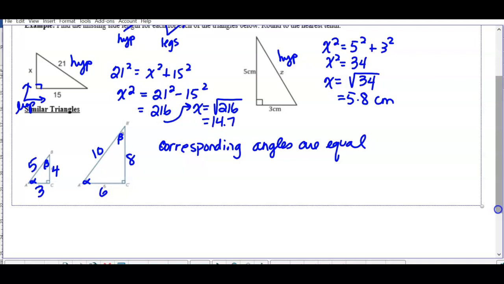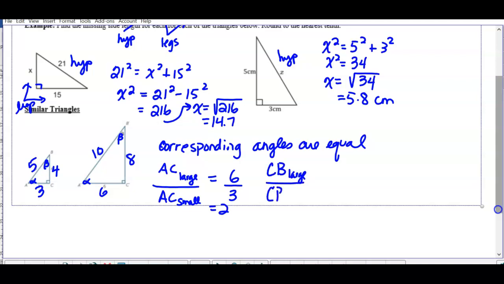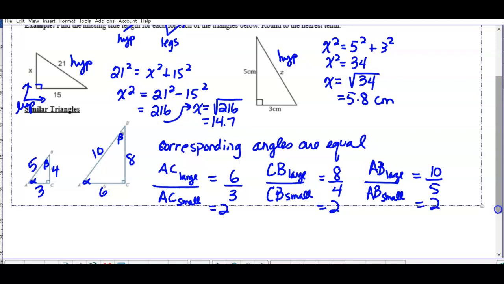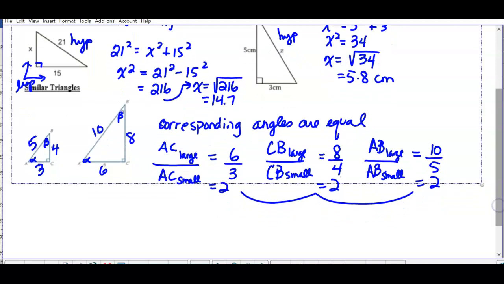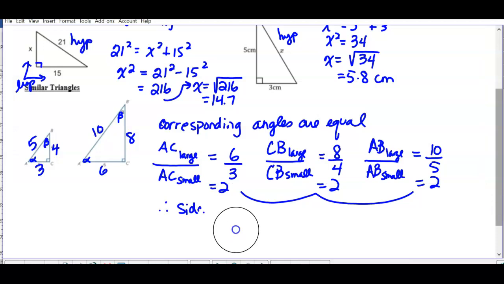As well, take a look at the ratio of sides. For example, the ratio of AC in the large over AC in the small. That's 6/3, which is 2. We take a look at the ratio of CB in the large over CB in the small. That's 8/4, which is equal to 2. Then if we look at AB in the large over AB in the small, that is 10/5, which is 2. As long as these are all the same, then that means the sides are proportional. I'll call them corresponding sides are proportional.